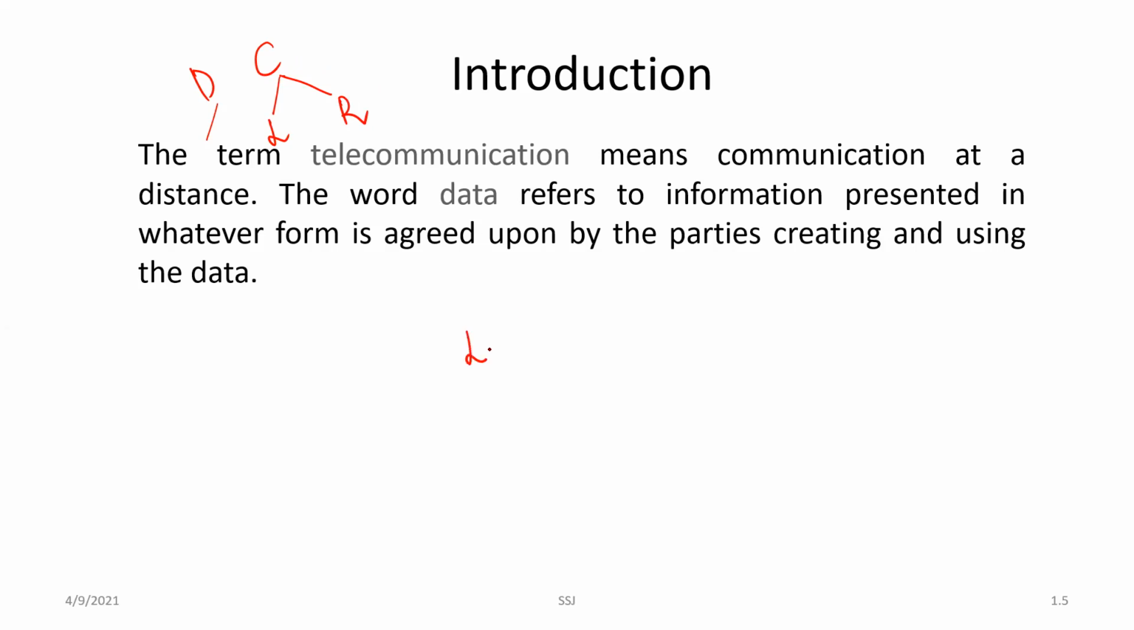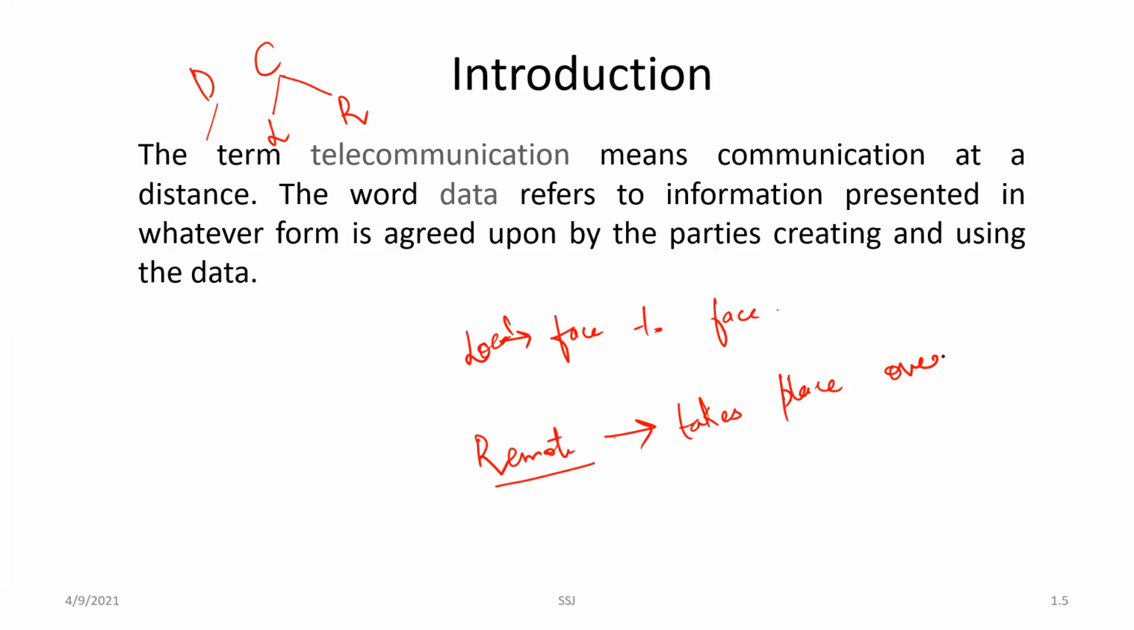Now, what do you mean by local communication and what do you mean by remote communication? Local communication is whenever two individuals are talking face to face. If you are standing in front of the other person and speaking to him, then that is known as local communication. The other is the remote communication, and this is where our subject enters. Remote communication is the communication that takes place over a distance or remotely.